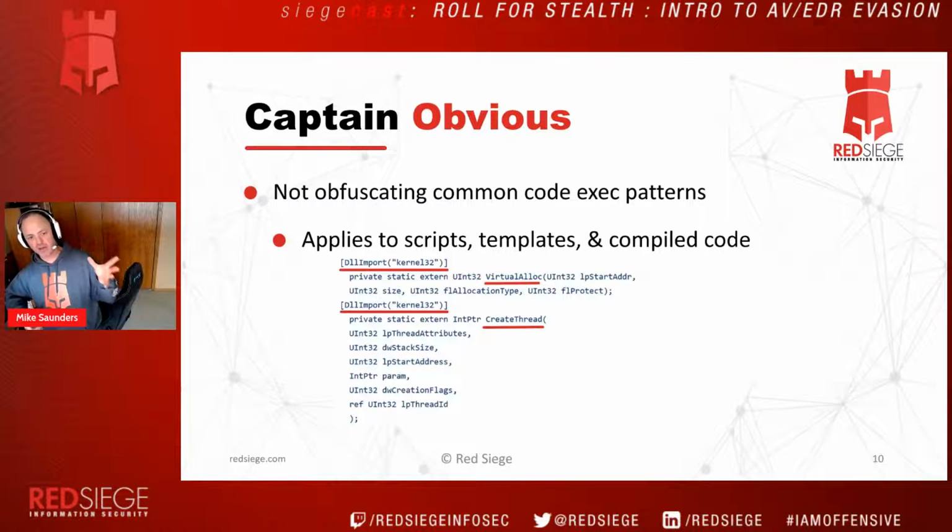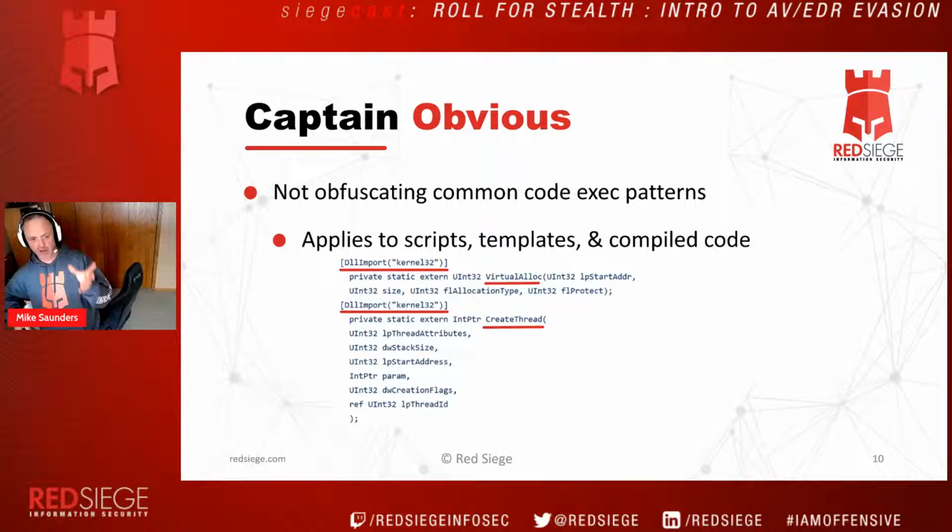What you're seeing here on the screen is some C# code that we need to include if we want to use VirtualAlloc and CreateThread in our program. So we have to do something called a DLL import. We DLL import from a particular DLL, in this case kernel32, and then we're importing VirtualAlloc and CreateThread. Now, you don't even have to use these for some AVs and EDRs to set off a detection.